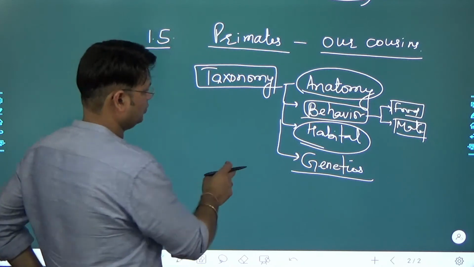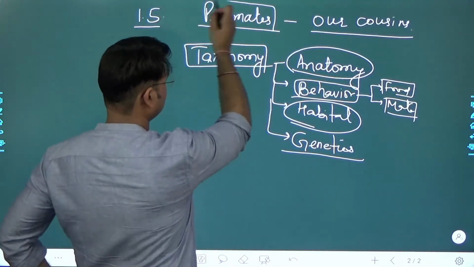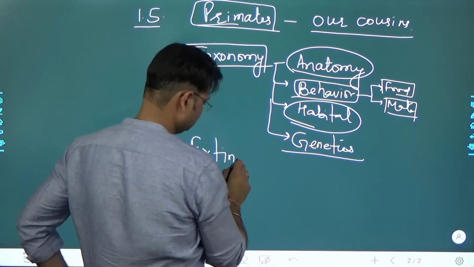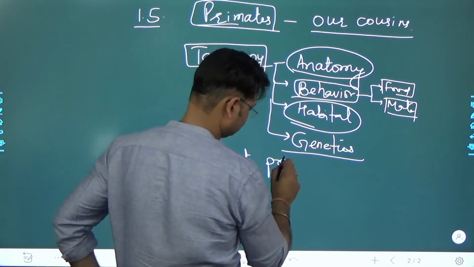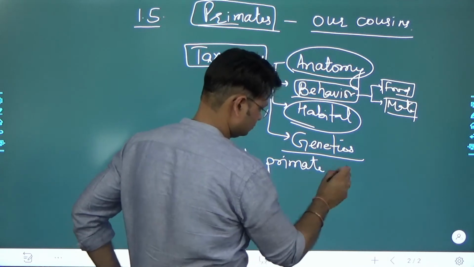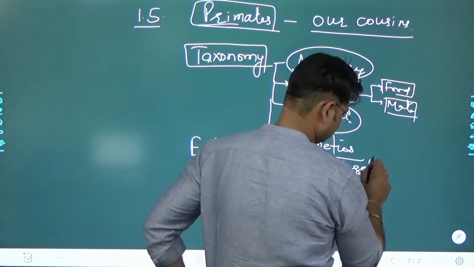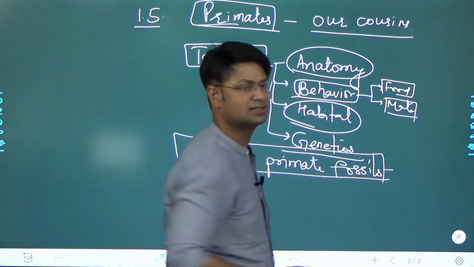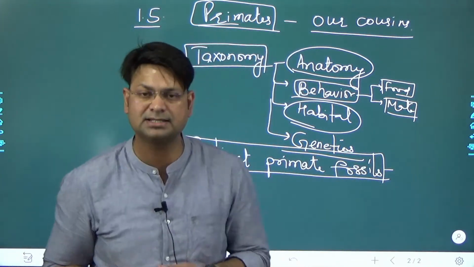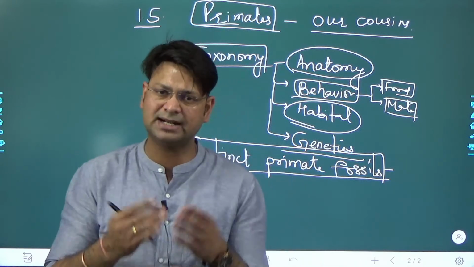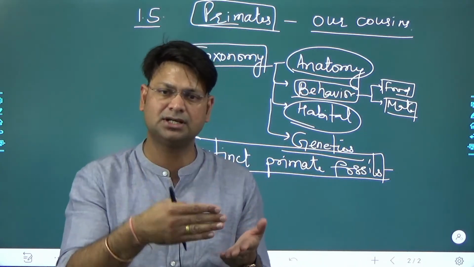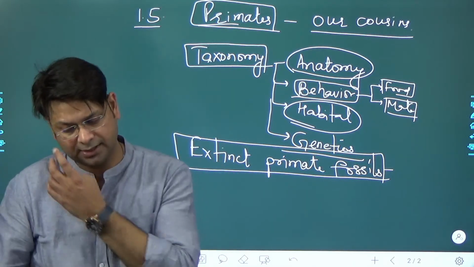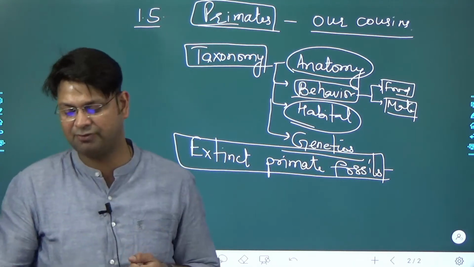Not only this, we will understand the extinct primate fossils also. You might have heard the terms Dryopithecus, Shivapithecus, Ramapithecus. All these we will try to understand: their behavior, their culture, their fossil size. All these things we will try to cover here in this unit 1.5.